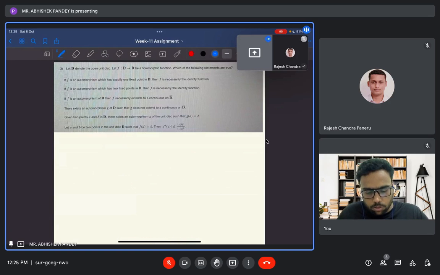So let D denote the open unit disk and f: D to D be a holomorphic function. Which of the following statements are true?